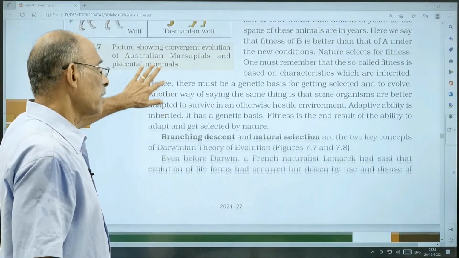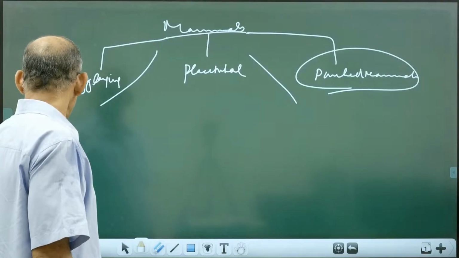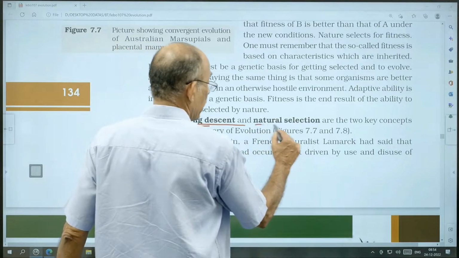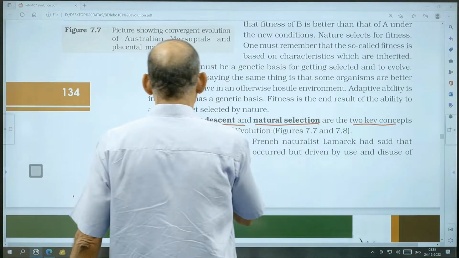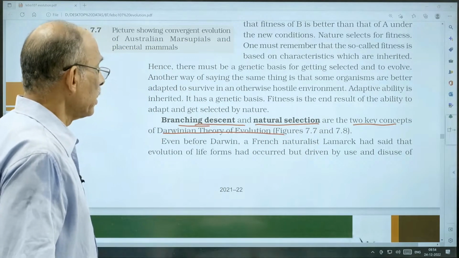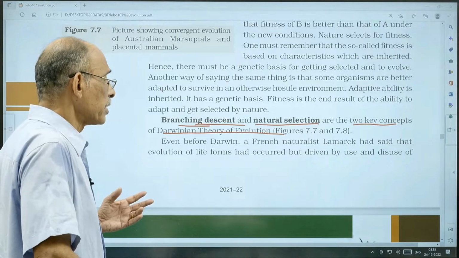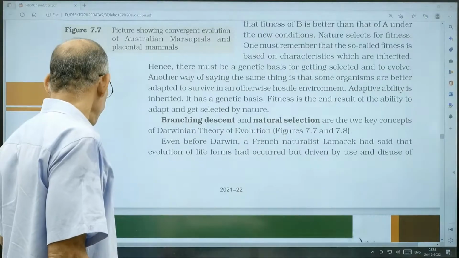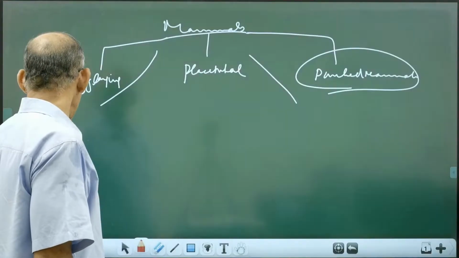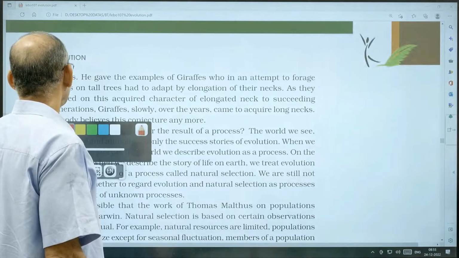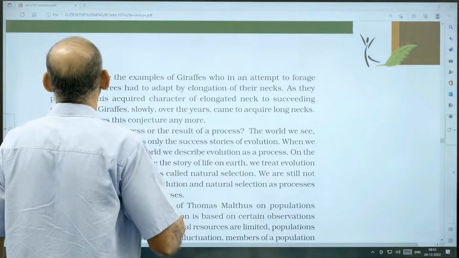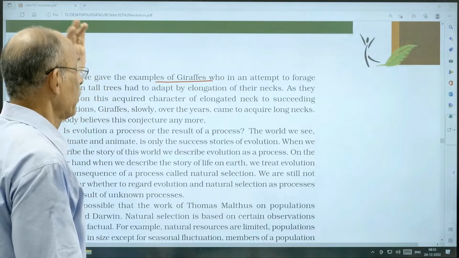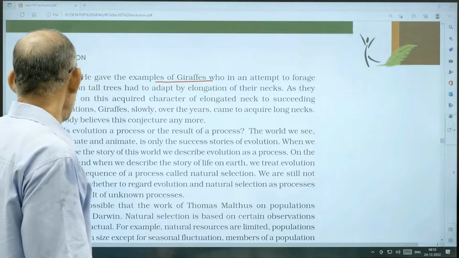And what are the two key concepts of Darwinian natural selection? Two key concepts of Darwinian evolution are branching descent and natural selection. Another theory of evolution is use and disuse, developed by the French naturalist Lamarck. The typical example is that of the giraffe. To feed on leaves from tall plants, their necks just elongated like that. That is Lamarck's theory of use and disuse.